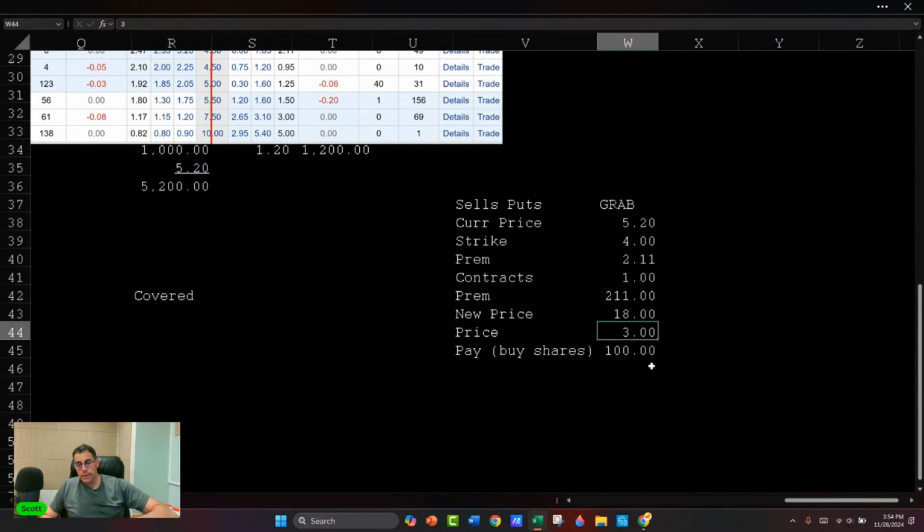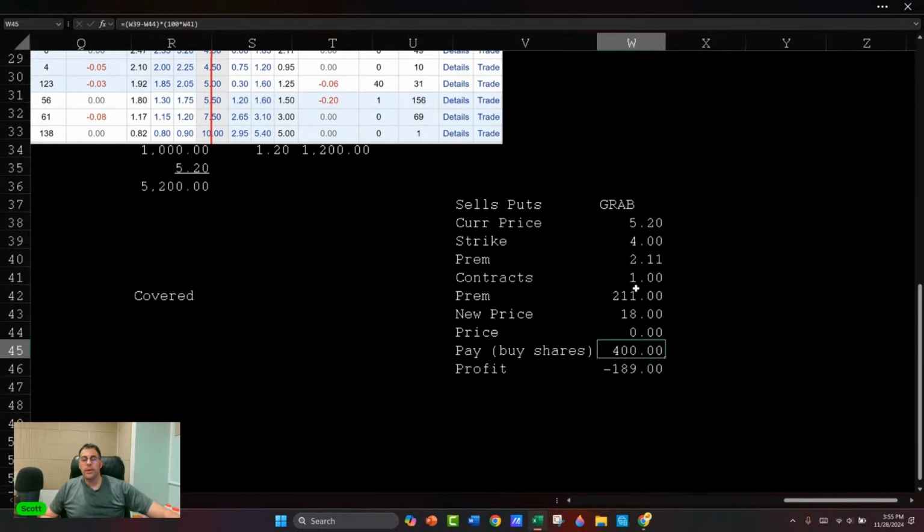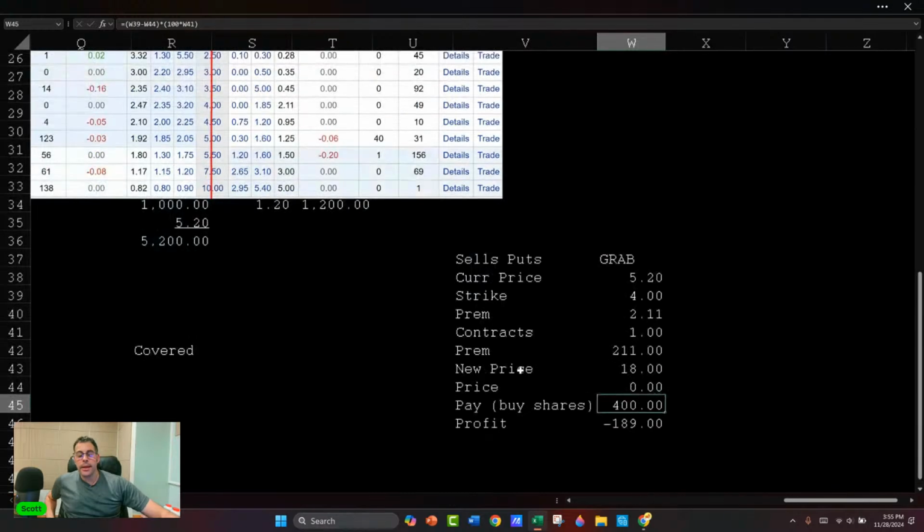So the worst case scenario, it goes to 0. And you lose $189, which isn't terrible. Yeah, you're assigned the shares, and you don't have to sell them right away. I'm just assuming you buy and sell. I mean, that's not bad.